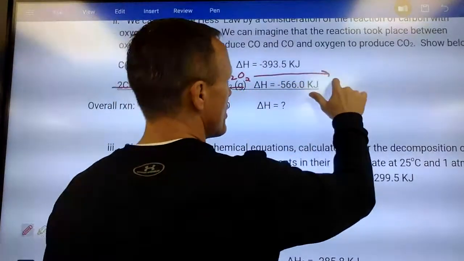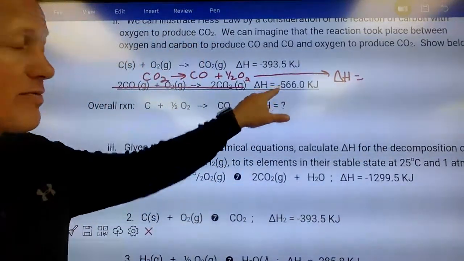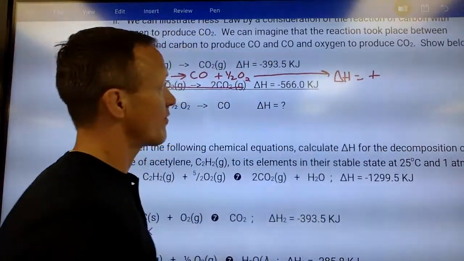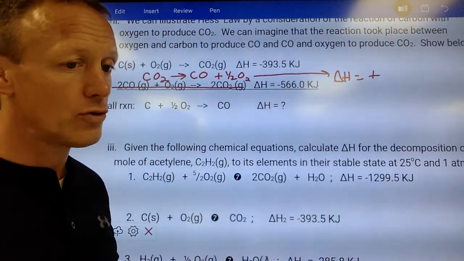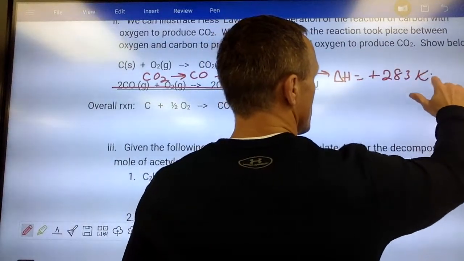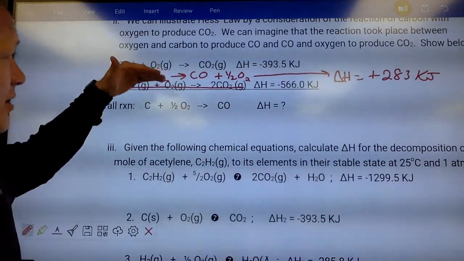That means our delta H for that, our enthalpy change, would be flipped. So now instead of being negative, it's now going to be positive. It's going to be endothermic and going to be divided in half. So positive 283 kilojoules.